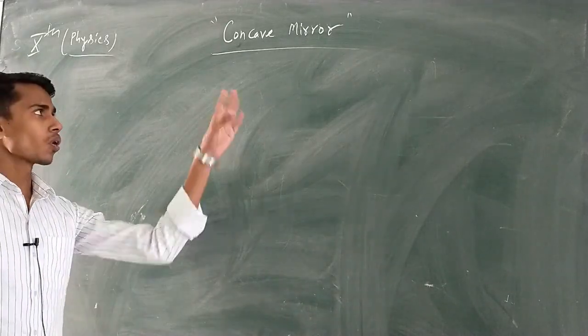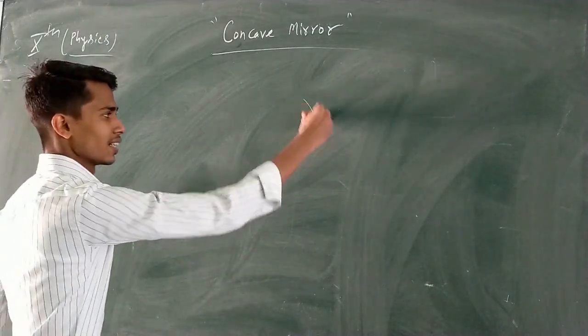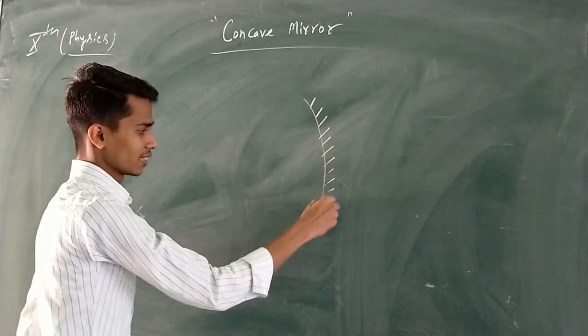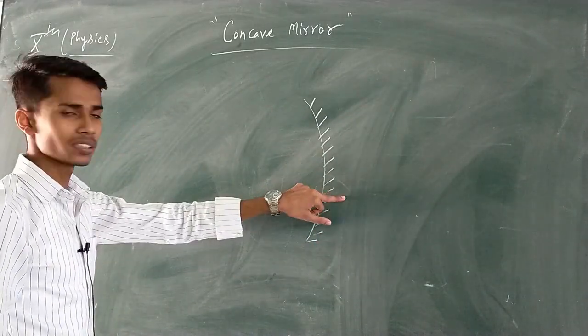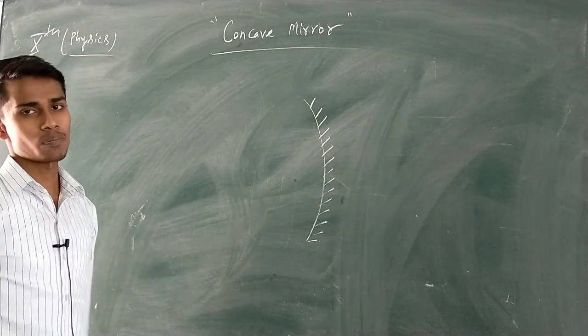Listen carefully now. Concave mirror. How have you defined concave mirror? A spherical mirror having inner surface reflecting and outer surface non-reflecting is called concave mirror. This is a spherical piece of glass. Its outer surface has been coated. Its inner surface is reflecting. This is an example of concave mirror.